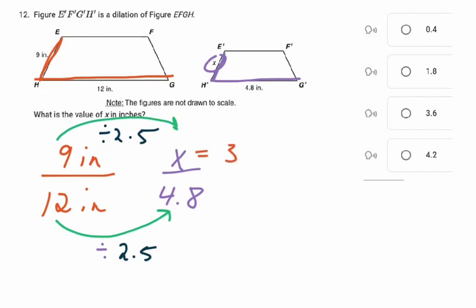x equals 3.6. Is that an answer choice? Bam, it's right there. All right. So a little tricky, but this is what we're looking for here on question 12, finding the proportions. What are you dividing by? And then taking it from there.